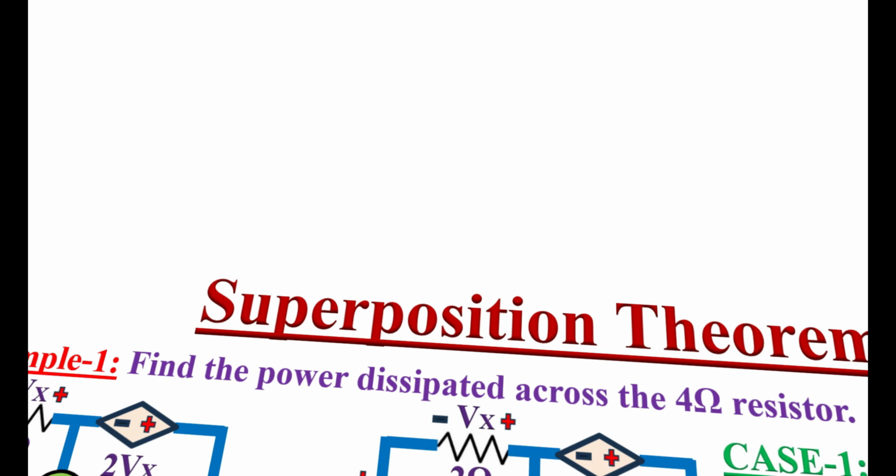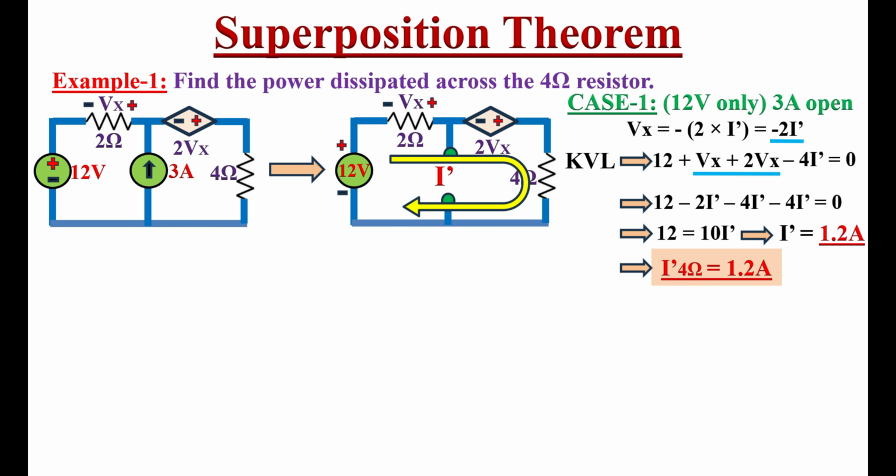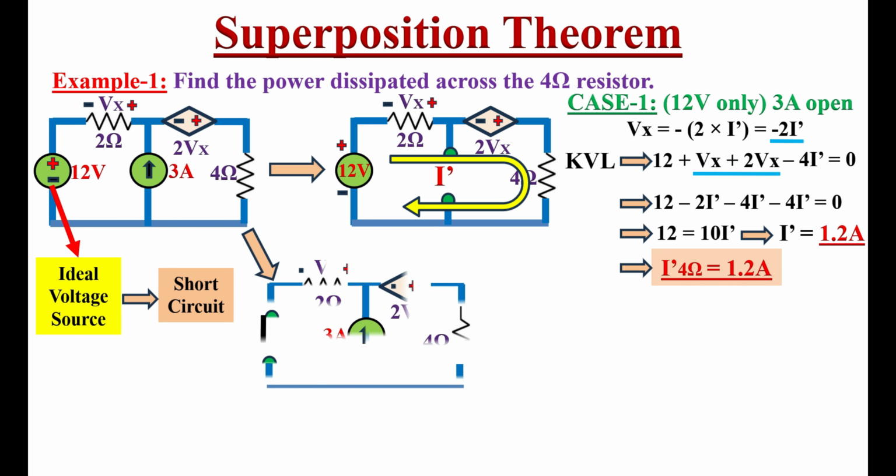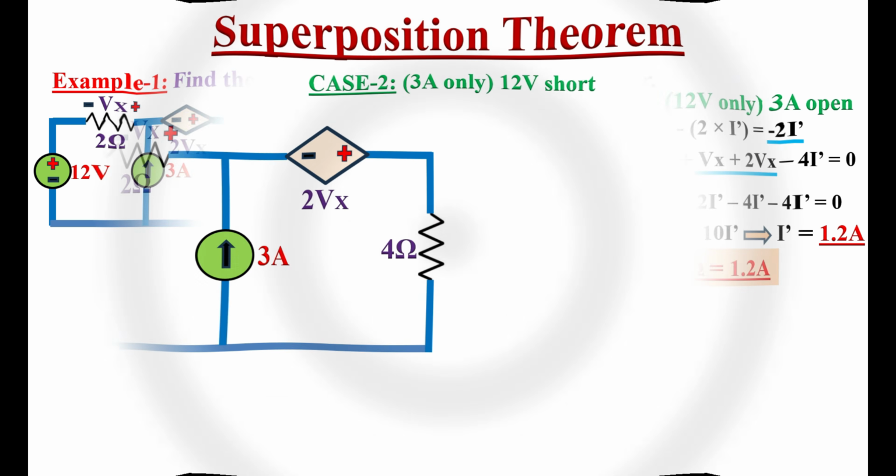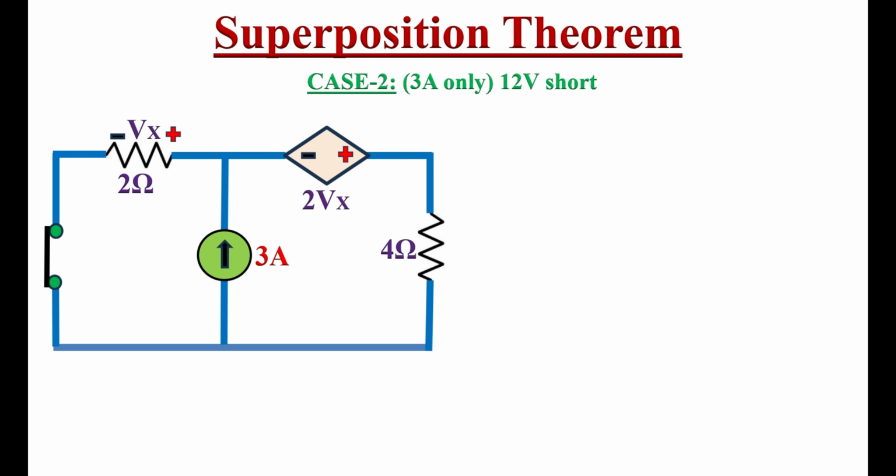Now let's reset and look at case 2, where only the 3 ampere current source is active. To turn off an ideal voltage source, we replace it with a short circuit. Our 12 volt source becomes a wire, allowing the 3 ampere source to drive the network. This circuit is a bit more complex, so we will use nodal analysis.